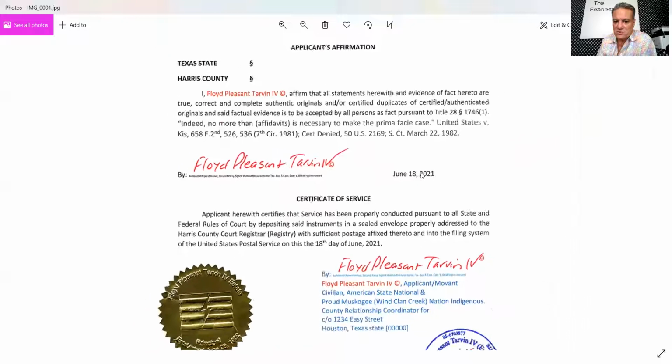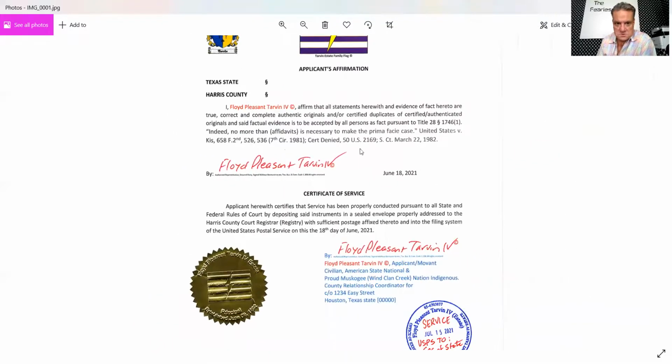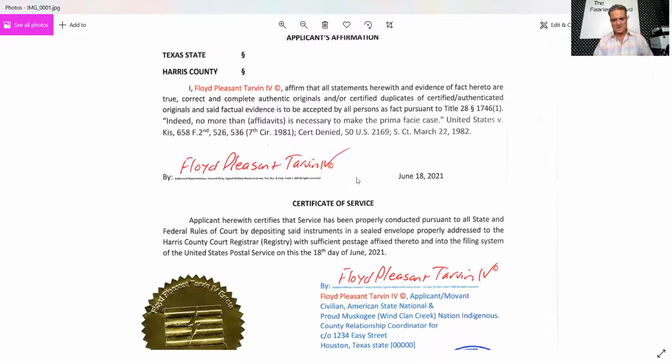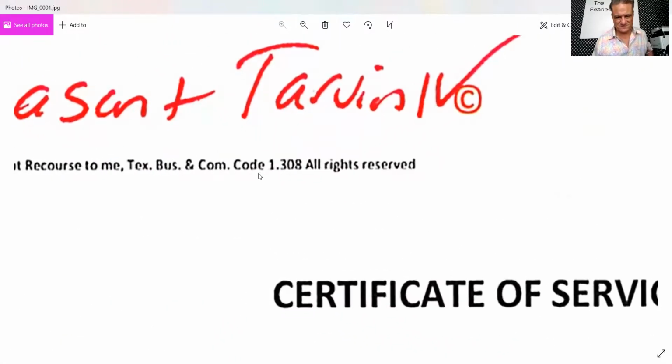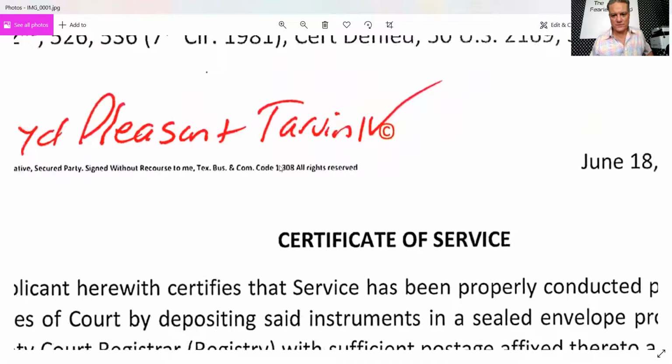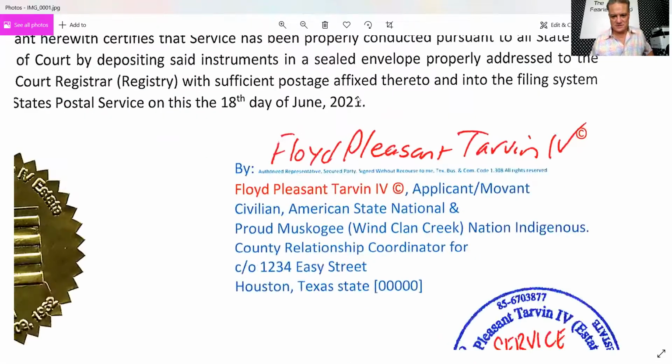Let's get that in some normal viewage. Am I at 100%? I don't even know. But you can see, you can barely make out that that's actually some verbiage underneath there. But as you blow it up, you can see it. That's the max right there. And of course, here it is again. By authorized representative, secured party, signed without recourse to me, Texas Business Commerce Code, section 1.308, all rights reserved.